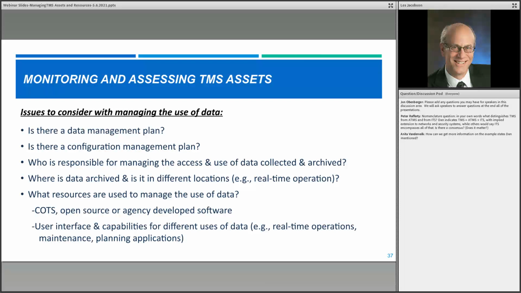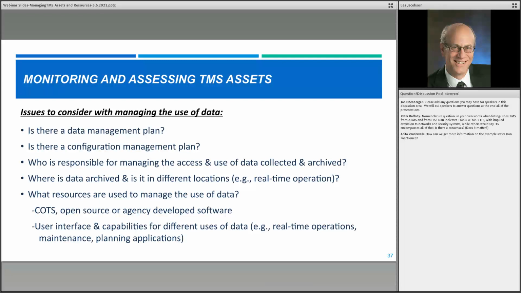Same thing with configuration management. Just like in software and managing the configuration of software, it's important to manage the configuration of assets so that you know what needs to be replaced, what can be like-for-like replacement, those sorts of things. Also, who's going to be responsible? Where is the data archived? Is it in different locations? Some of the questions that we asked earlier, but it's also important when you're thinking about how to manage the use of the data, those same questions again.